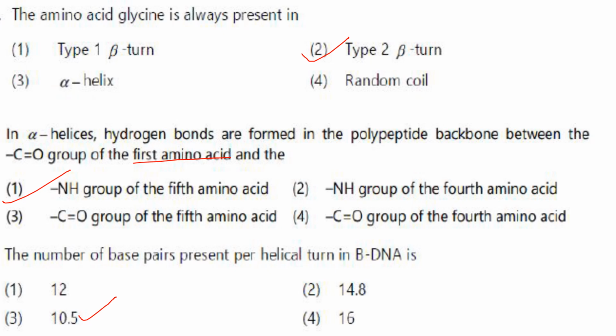Now here N is 1. They have given first amino acid. N is 1. So N plus 4 will be 5. So NH group of fifth amino acid. Answer is option 1. The number of base pairs present per helical turn in B-DNA is 10.5. Answer is option 3.